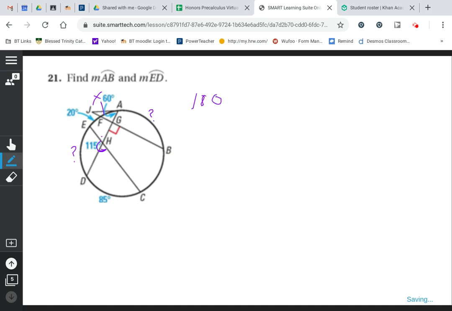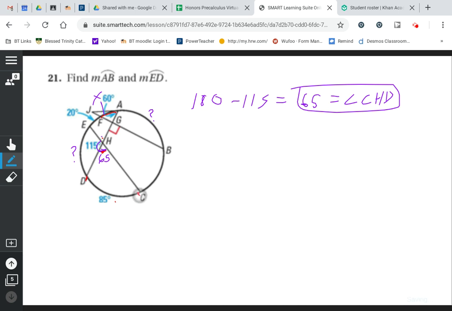out of 180, which gives us 65, which we know is angle CHD. All right, so we know this here is 65. By doing that, it now allows us to find AF up here. Because 65 is an inside angle, it is equal to 1/2 the sum of the two arcs it intercepts, so CD and EA.